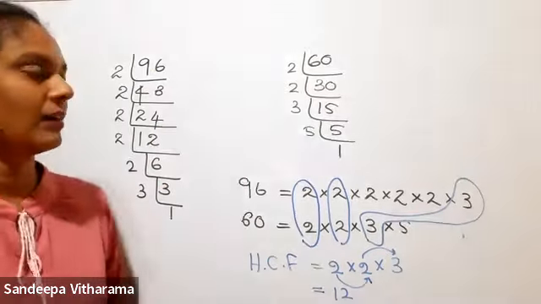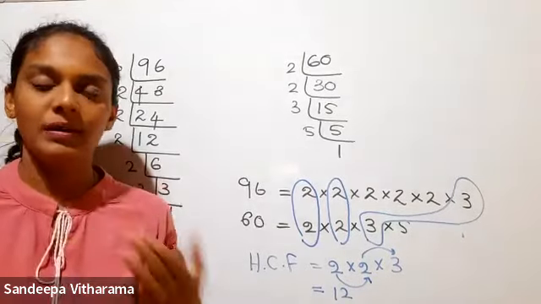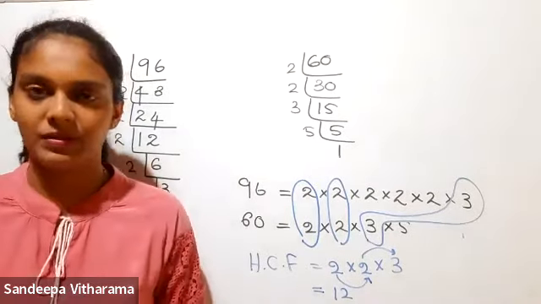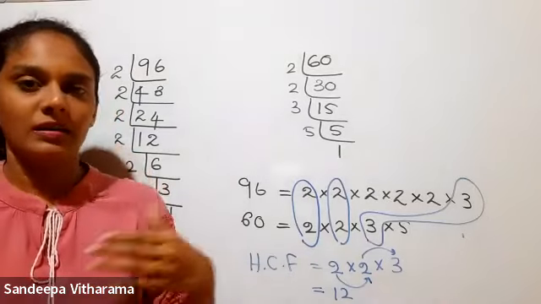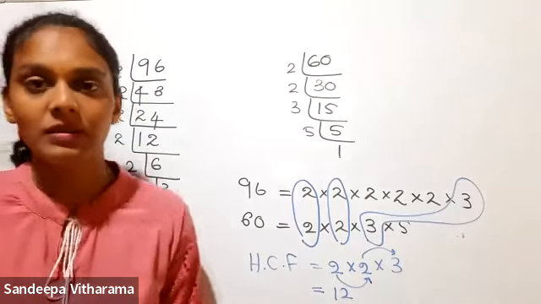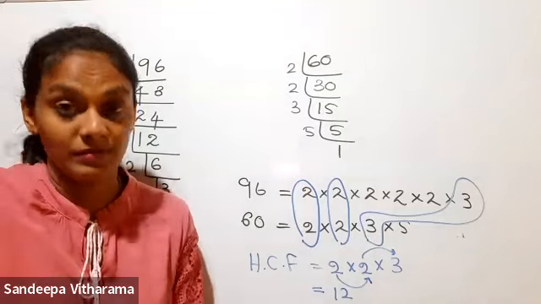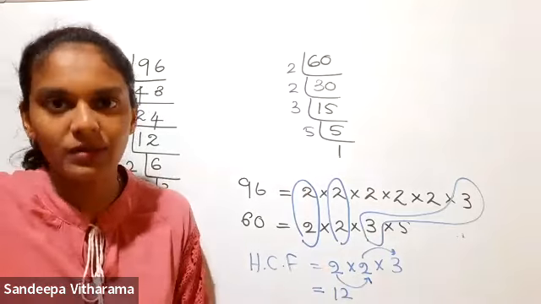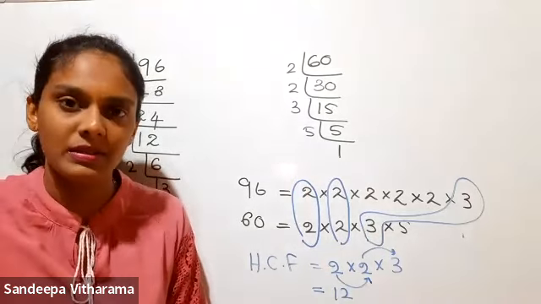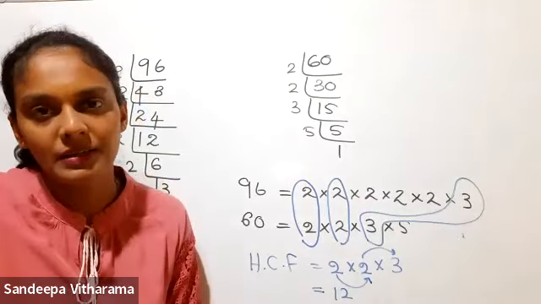Okay, then we have to discuss the least common multiple, that means the lowest common multiple of a given list of numbers. Okay, we will discuss it next week.